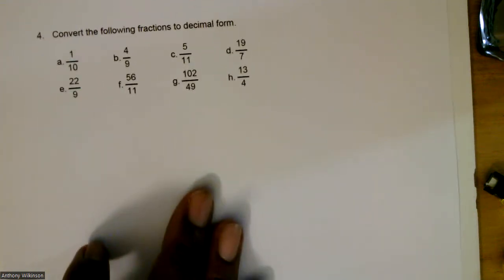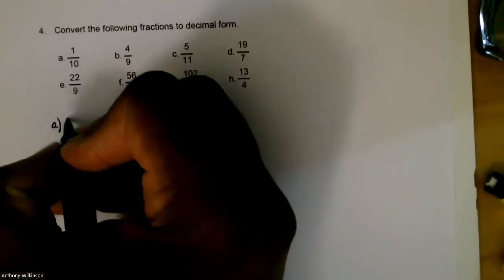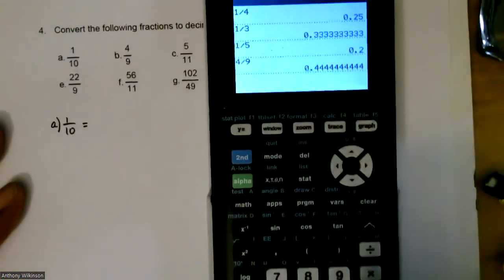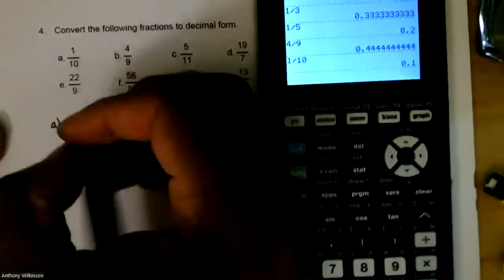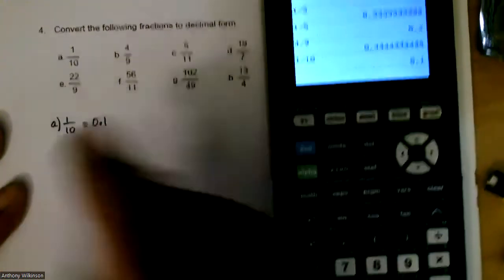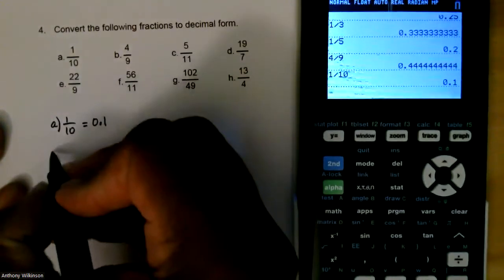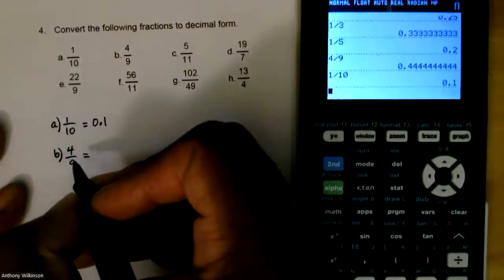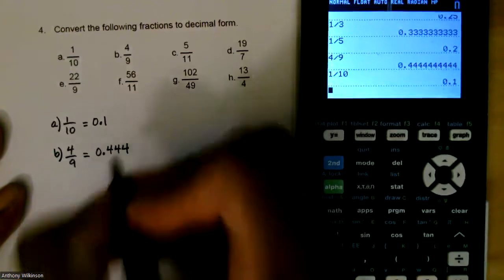All right, now part 4, A through H, converting each fraction to decimals. Part A will be 1/10. So if I do 1 divided by 10 in the calculator, it would just be 0.1. All right, part B will be 4/9. I think I just did that one back in part number 3, part B.